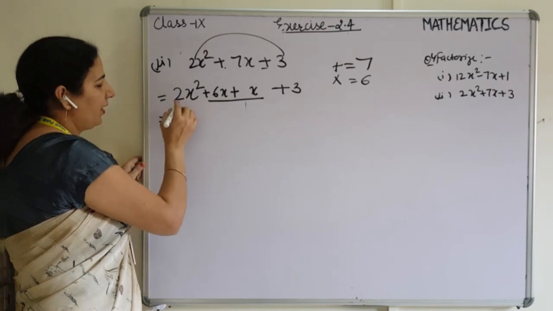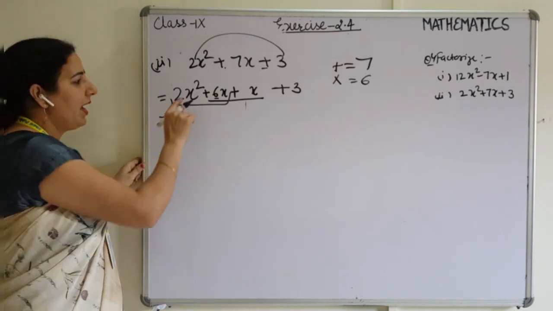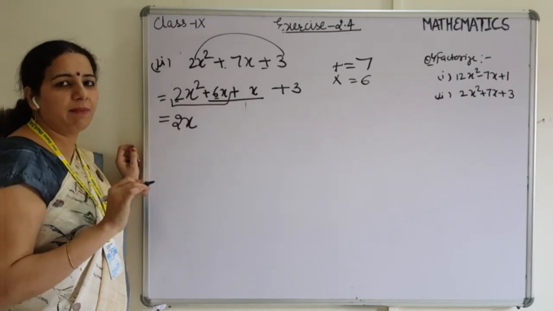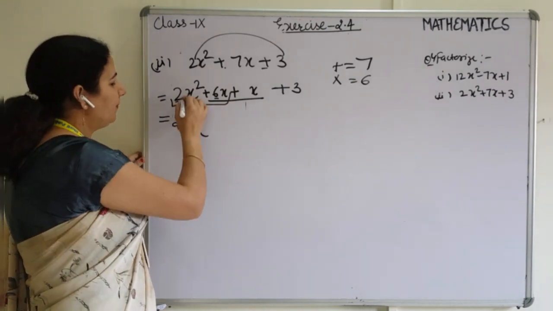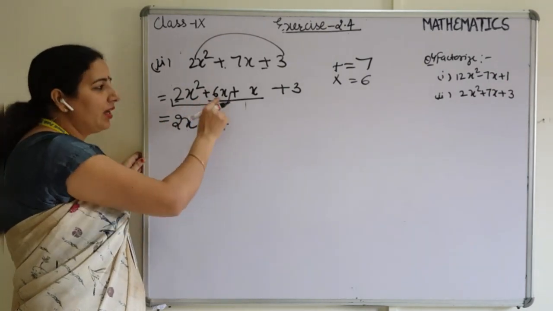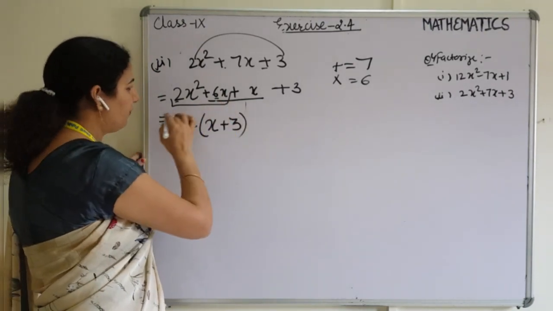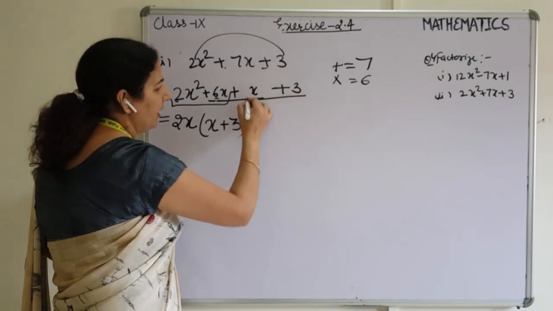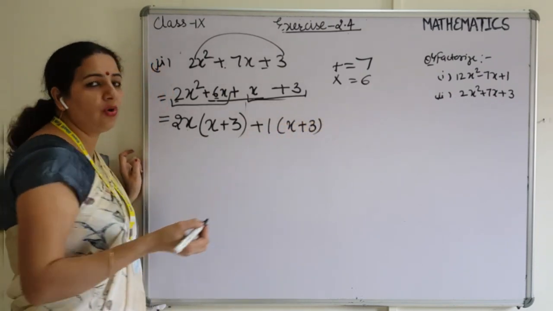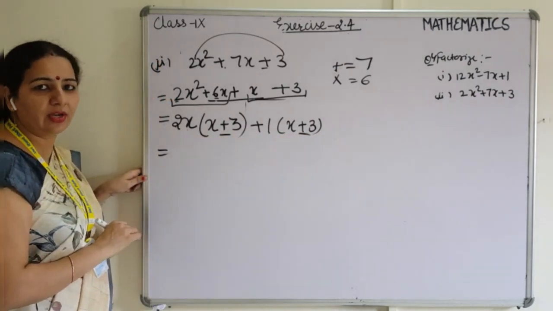Fine. Now what can I take common? From 2x square and 6x I can take 2x common. In the first bracket we will always be able to take x common outside. So what is left? x plus 3, since 2 divides 6 into 3. Nothing is common in the other two terms, so the common factor is 1, and the same terms are left. Both these brackets are the same, it means we are doing the question correctly.